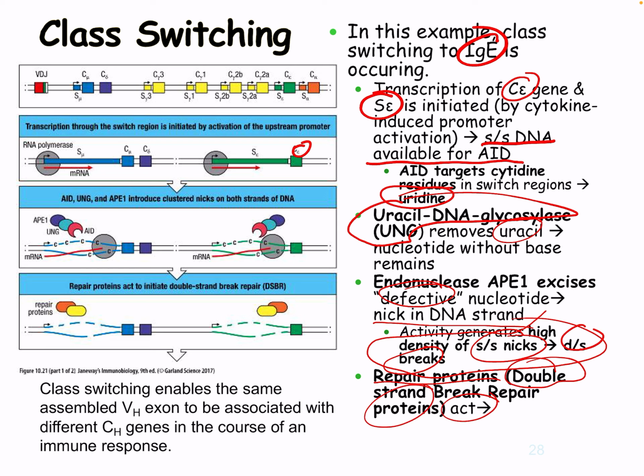Class switching enables the same assembled variable heavy exon to be associated with different constant heavy genes in the course of an immune response. So again, we have our transcription through the switch region.